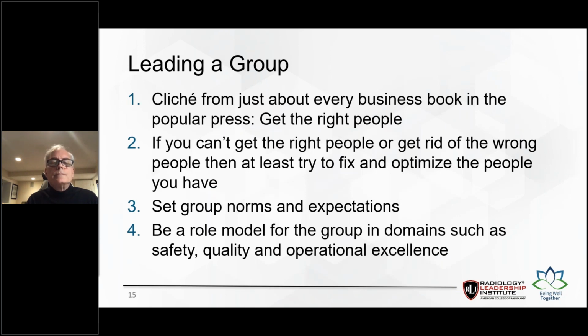Now, when you lead a group, if you look at any business book, particularly the really bad ones that you find in airports, the first chapter is always about getting the right people, or getting rid of the wrong people, or at least fixing and optimizing the people you have. Since we can't usually hire and fire people quite the way they can in the corporate world, a lot of it is about fixing and getting the right people on a team. Some of it's about norms and expectations. And whether you like it or not, leaders are role models, particularly in areas related to what we promise to do with our Hippocratic Oath, as well as in things like safety, quality, and operations.